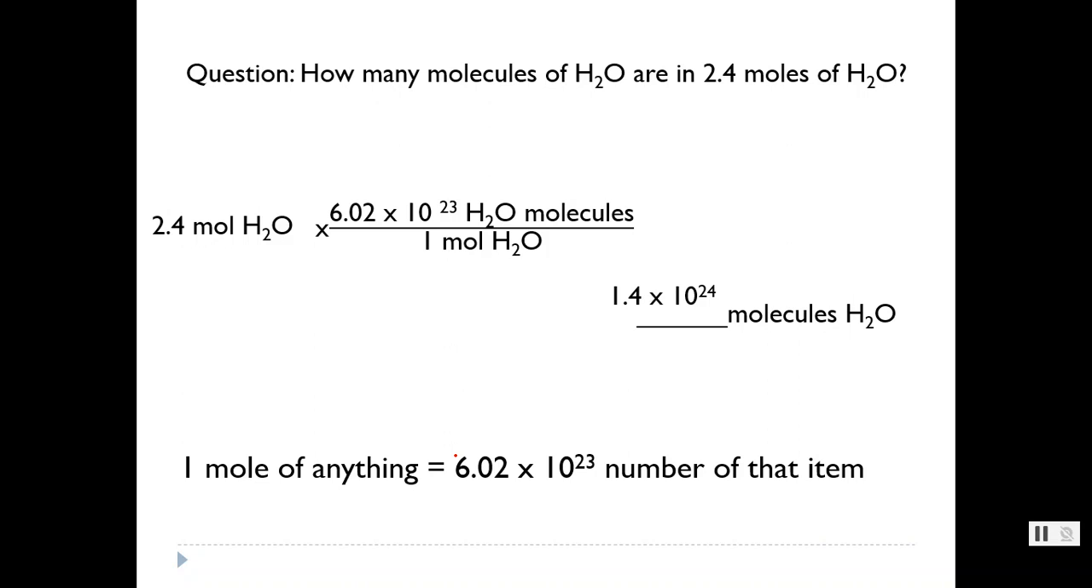Chemists generally don't count glasses. We like to count things like molecules, ions, or atoms. And so we can use that definition of the mole to easily convert between that item that we're counting and 1 mole. And we did a few practice problems like that in the previous video.